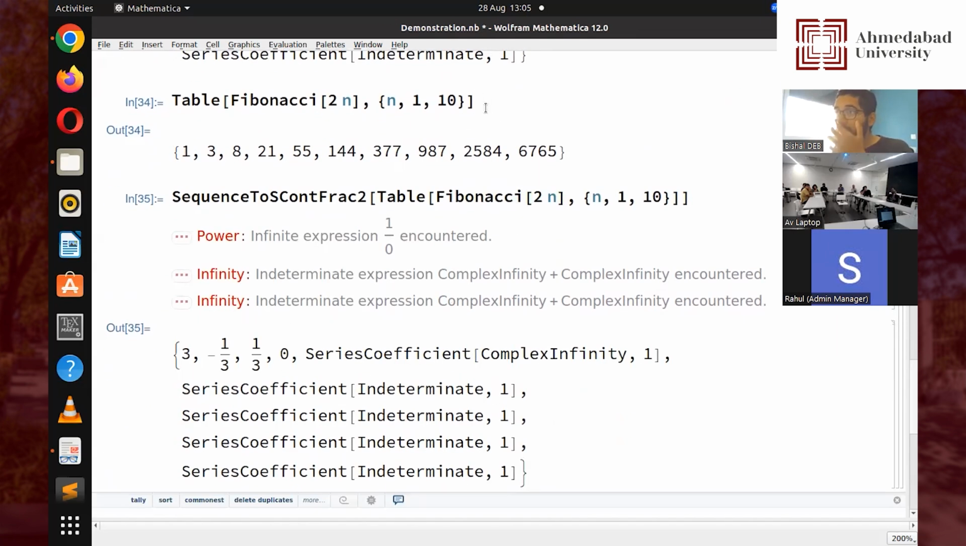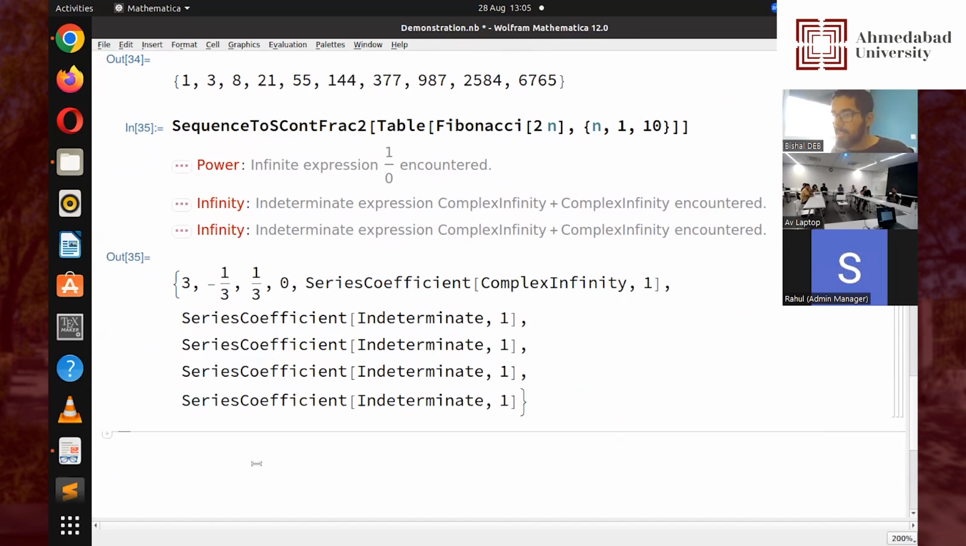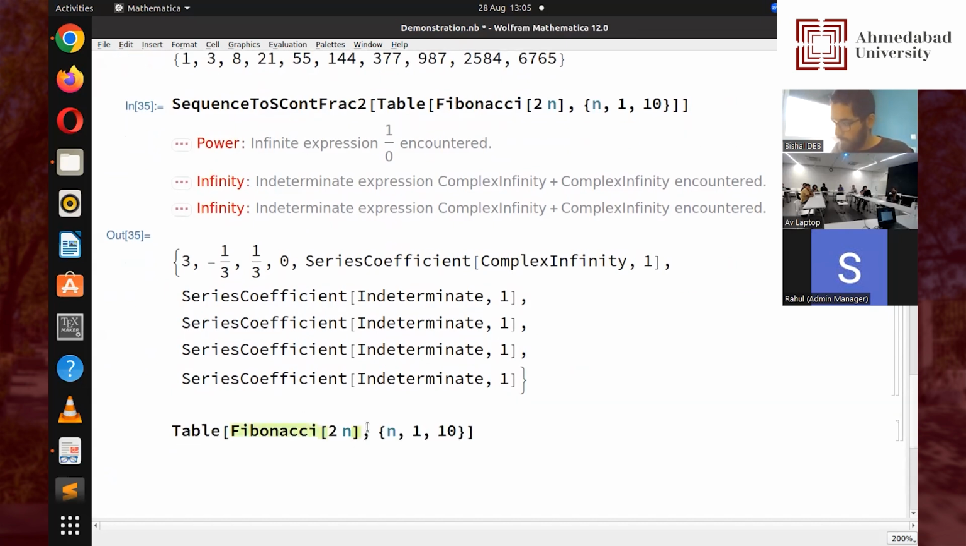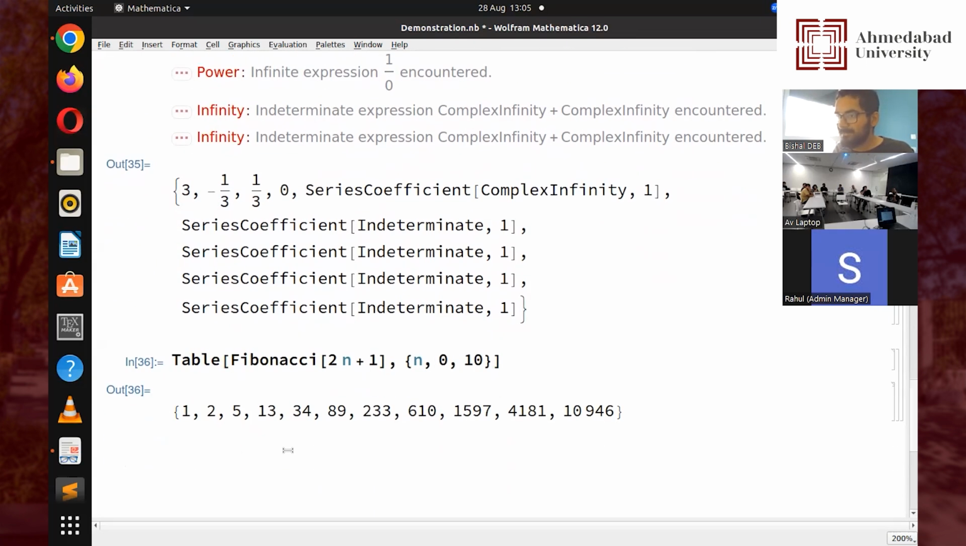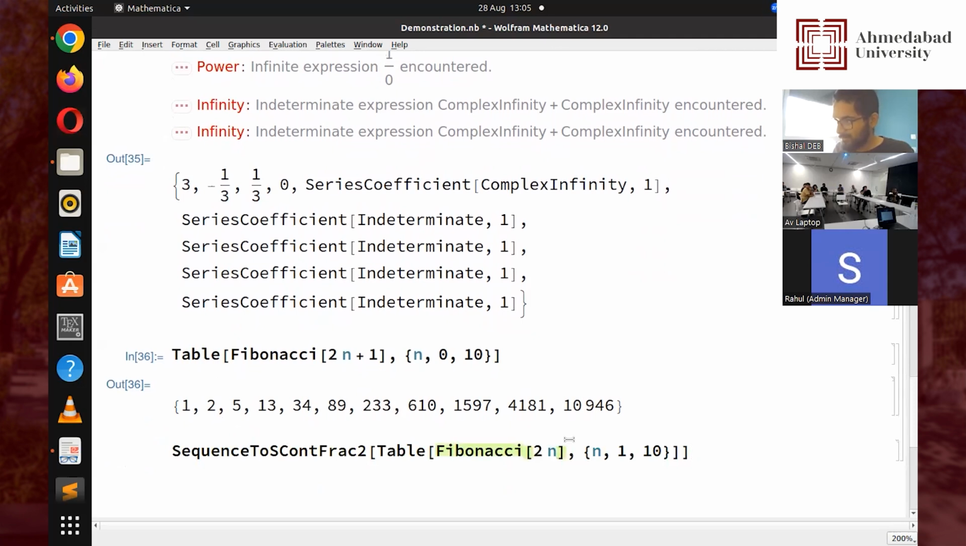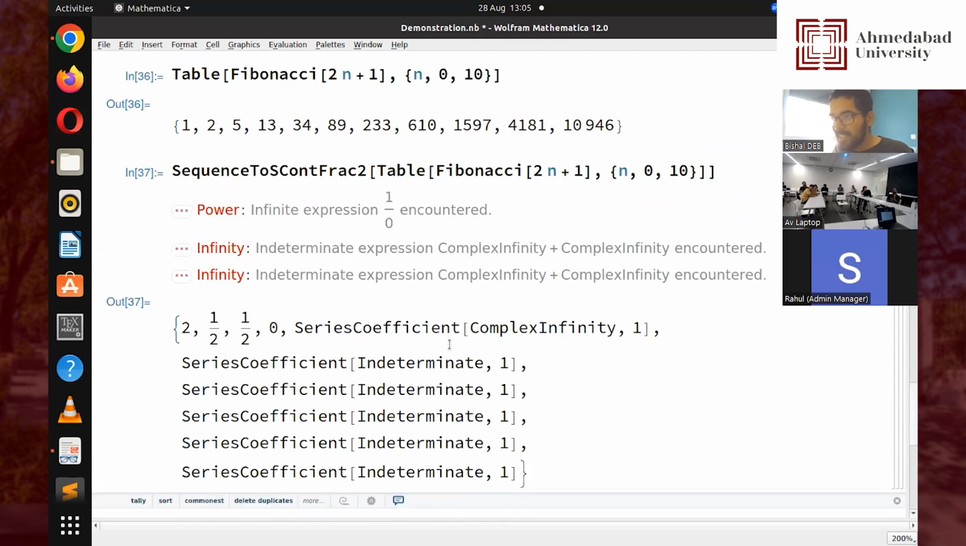So this doesn't work as well. However, if you take the odd Fibonacci numbers, this is Hankel totally positive. The point is the continued fraction terminates at this point. So it's 2, half, half, and then it's all zeros. So the odd Fibonacci numbers, their Hankel matrix is totally positive.